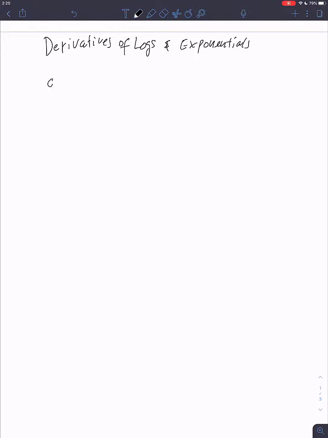Derivatives of logs and exponentials. We've learned the derivative of e to the x with respect to x is equal to itself, e to the x. So today we're going to talk about how to find the derivative of natural log.